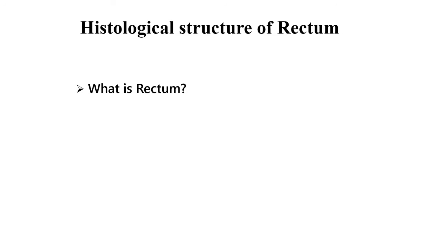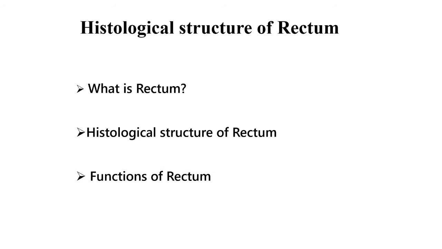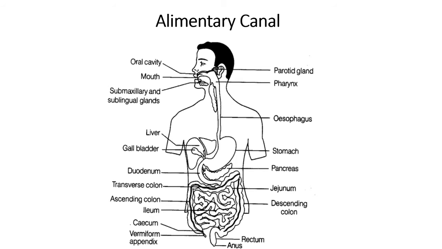So what are the learning objectives of today's presentation? See, what is rectum, histological structure of rectum, and what are the different functions of rectum. So see, this slide shows an alimentary canal of a mammal. Alimentary canal consists of different organs. It is a tube-like structure, starting from the mouth and ending at the anus. As I said, this alimentary canal mostly plays its role in the process of digestion.